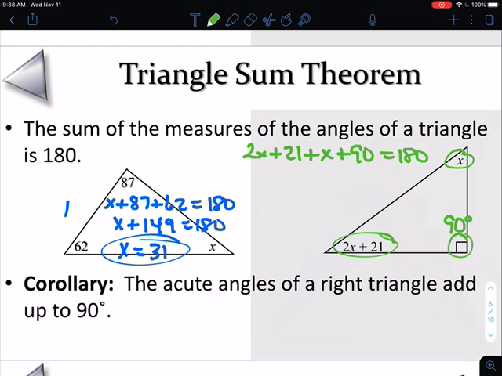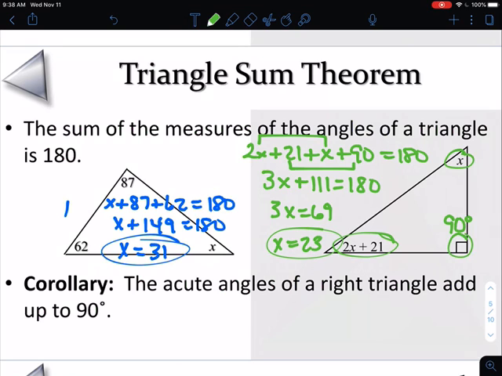Now when I go through and start to combine like terms, I can take my 2x plus my x and get 3x. 21 plus 90 would be 111, and that's going to equal 180. Then when I subtract 111 from both sides, 3x would equal 69. And then if I divide both sides by 3, x would equal 23. And then I could plug x back in to find any of the missing angles in the picture.